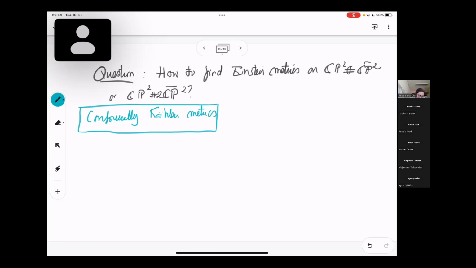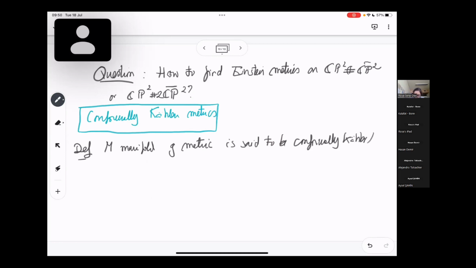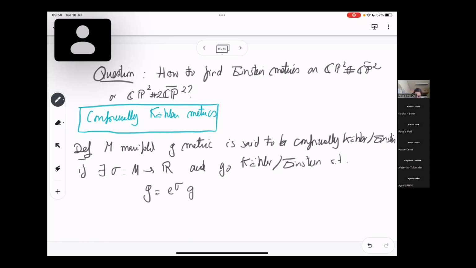So for me, suppose you have a manifold. You probably know this definition, but suppose you have a manifold and you have a metric. It's said to be conformally Kähler or conformally Einstein, which is also going to be useful to me, if there is a smooth function and g0, either Kähler or Einstein, such that this happens. Okay, this is what it means to be conformally Kähler.